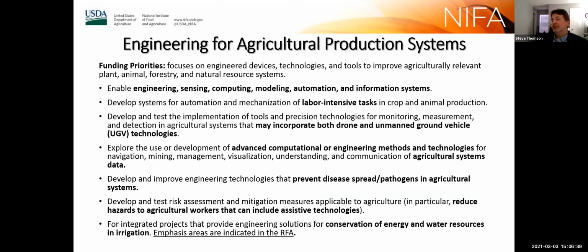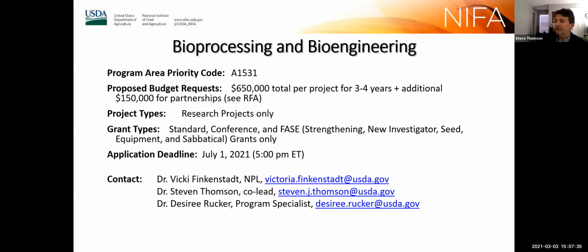So the funding priorities are listed there, and I bolded several aspects of this. We are interested in developing automation and mechanization for labor-intensive tasks. You may incorporate both drone and unmanned ground vehicle technologies in these. We're interested in advanced computational engineering methods, and also ag systems data as a portion of this. Now, if it's highly data centric, a different program, A1541, would be more applicable, and Ann Stapleton will talk about that one later. I point out we wanted to bring out a couple of things. We're interested in technologies that prevent disease spread and pathogens in agricultural systems.